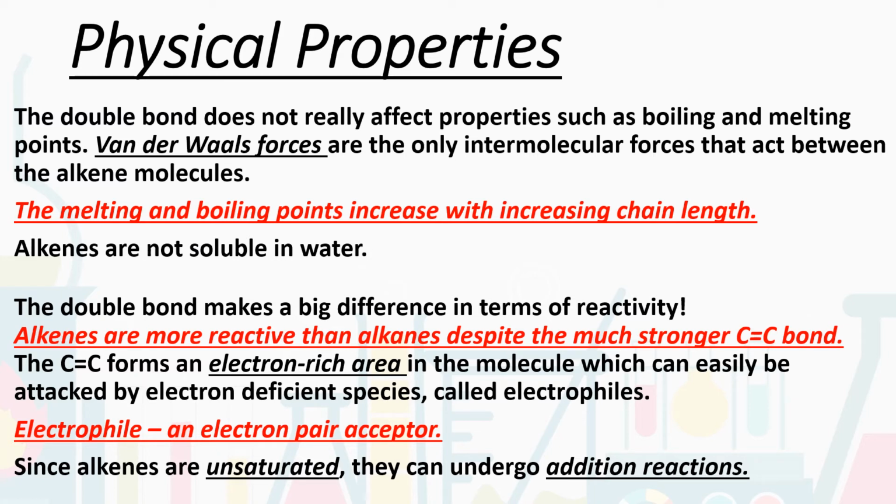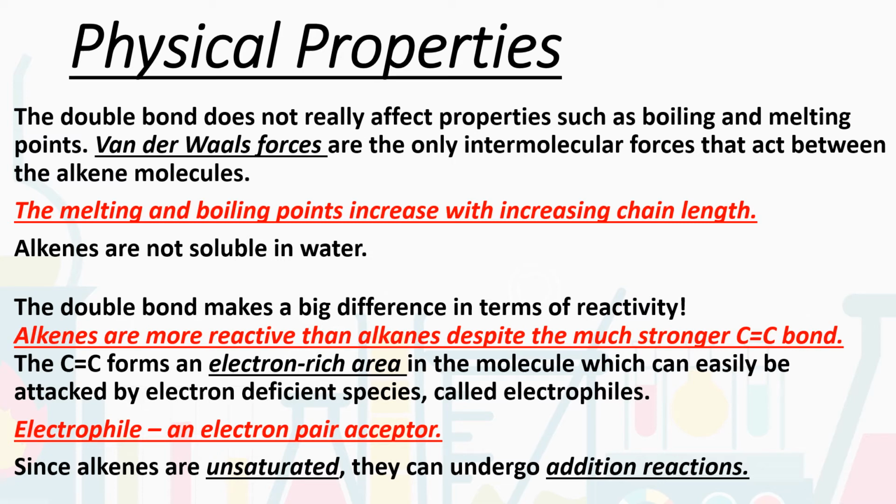However, in terms of chemical properties, the double bond makes a really big difference in terms of reactivity. As I said a couple of slides ago, we have a much stronger C=C bond, but alkenes are much more reactive than alkanes. And the reason is because we have this really electron-rich, electron-dense area between those two carbon atoms where the double bond is.